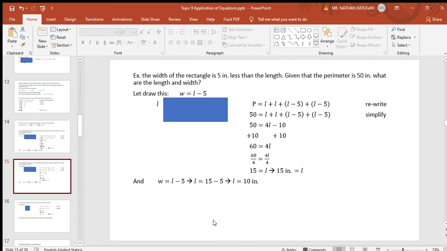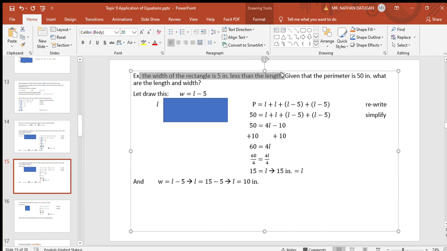Last one. So the width of a rectangle is 5 inches less than the length. Given that the perimeter is 50 inches, what is the length and width? In this case, I'll draw again. W is equal to length minus 5. I got it from this part of the sentence: W equals 5 less than length. It's going to be W equals length minus 5.